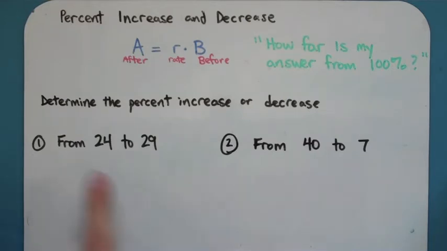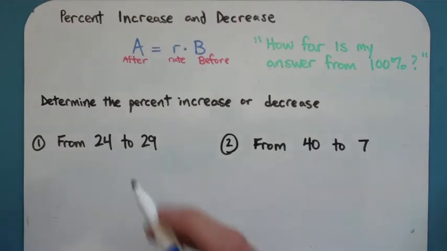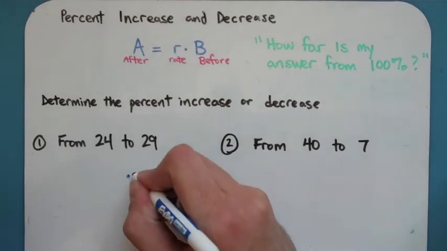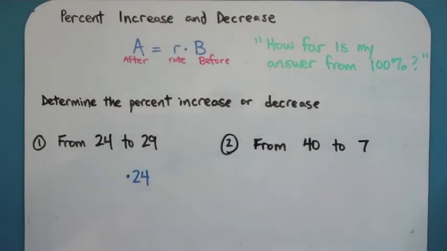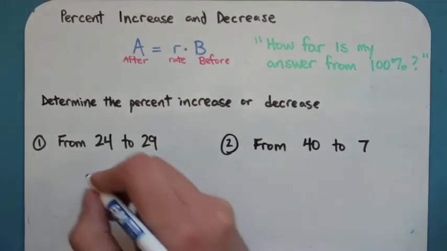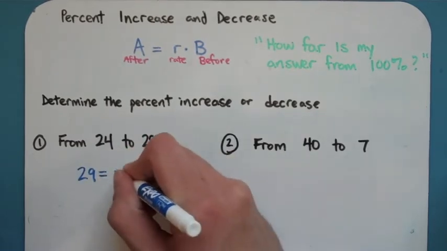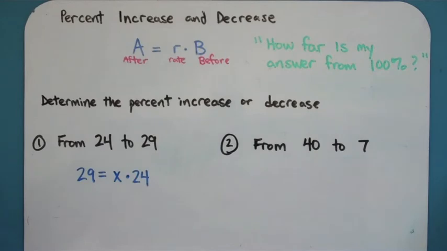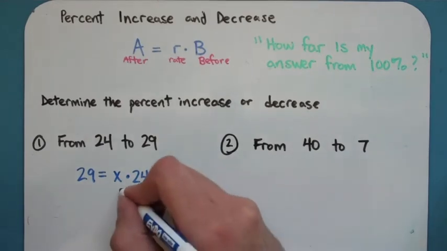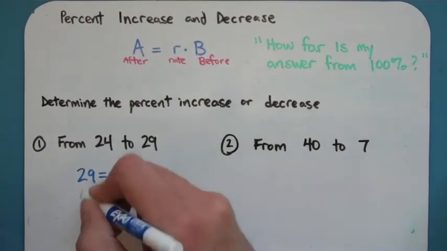So, let's look at an example right here. We want to go from 24 to 29. Well, I started at 24, so that's going to be my before here in the problem. And I'm going to 29, so afterwards, I'm at 29, and I don't know my rate right here. I want to figure out what that is. To solve this for x, I divide both sides by 24.